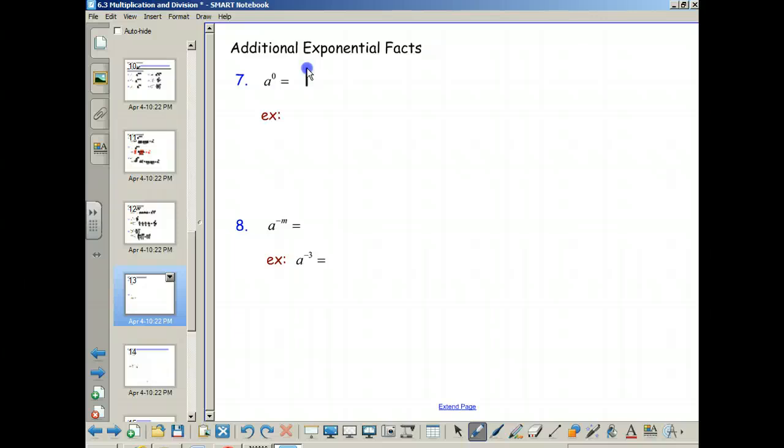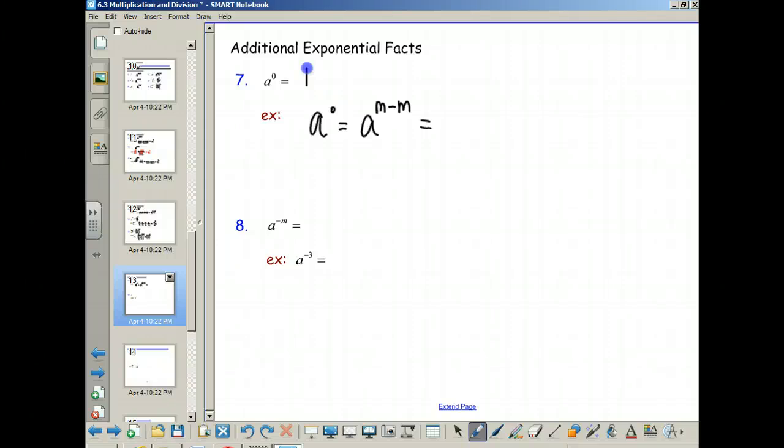So the first thing I want to recognize is that a to the 0 can actually be obtained by taking a and subtracting two like values. So if I have a to the m, I would do m minus m, and of course it gets 0, so it's the same as a to the 0.